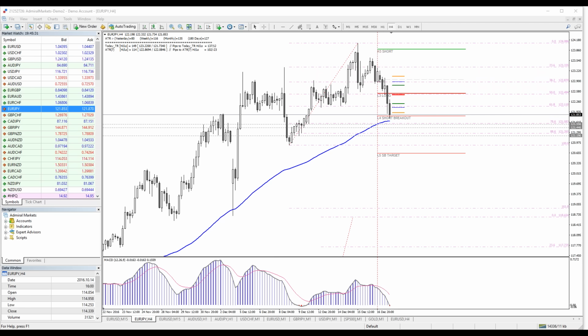Let's see questions. Do you have special settings for moving average and MACD? No. Moving average is 89, Andrew. It's 89 EMA. And MACD standard 12, 26, 9.